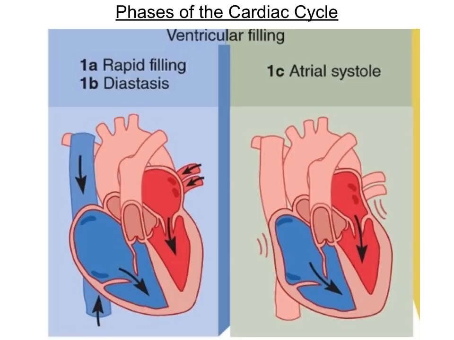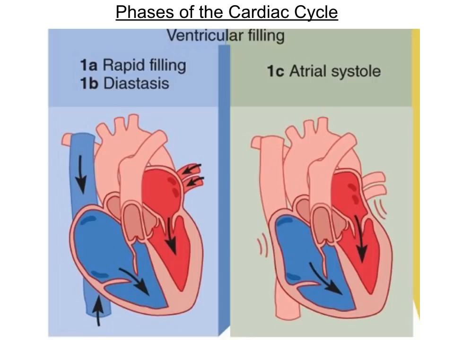So we're going to start here, and during ventricular filling, your ventricles are in diastole, and at the beginning of ventricular filling, so are your atria. So during the first two parts, 1A and 1B, your atria and ventricles are all relaxed. Now, during ventricular diastole, you need to be aware of what's happening with your heart valves. The atrioventricular valves are open, the semilunar valves are closed.